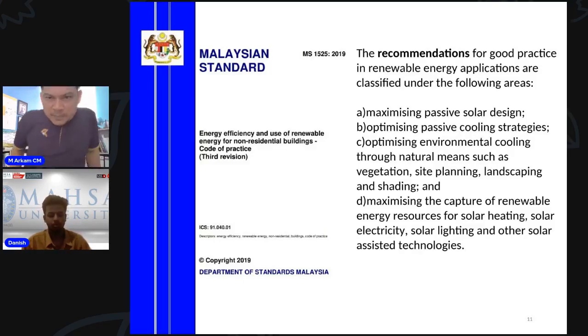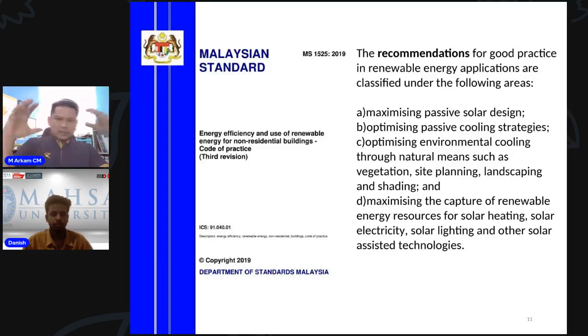Secondly, to optimize passive cooling strategies. So the reverse of it: solar design must be maximized, and we optimize the passive cooling strategies on how we want to cool our indoor environment by using less energy, especially electrical energy. Optimizing environmental cooling, such as vegetation, site planning, landscaping, and also shading. It can be done also by optimizing the environmental cooling from trees, vegetation, or how you want to plan your site, or you put a landscape or a shade.